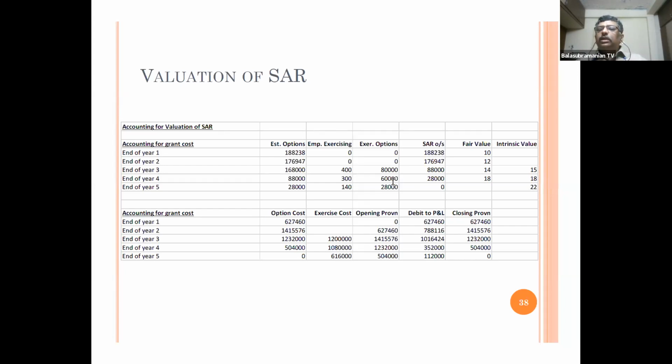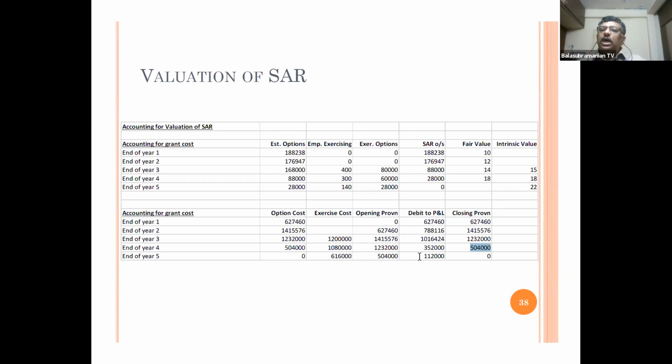Next year, of the 88,000, another 60,000 gets exercised. 60,000 into 18 goes into exercise cost. And 28,000 at 18 rupees, which is required to be maintained as a closing provision, gets here. And the differential goes to P&L. Next year, another 140 people exercise. This is assumed as exercise. It could be even lapsed, in which case it will go to reserve. So this goes to exercise cost and the differential goes to P&L because there is a 4 rupee increase here, 18 to 22. Though we have accounted for it, 840 people into so many shares already, but every year when there is an increasing price, that additional cost will also have to be booked to P&L. So that is what is getting booked here.